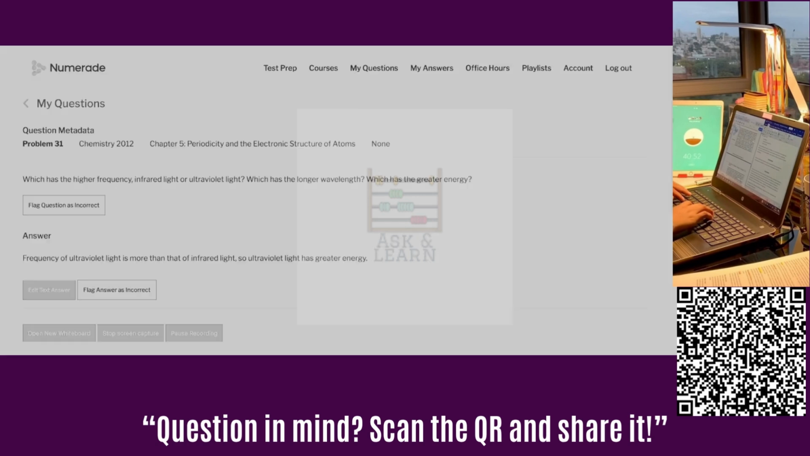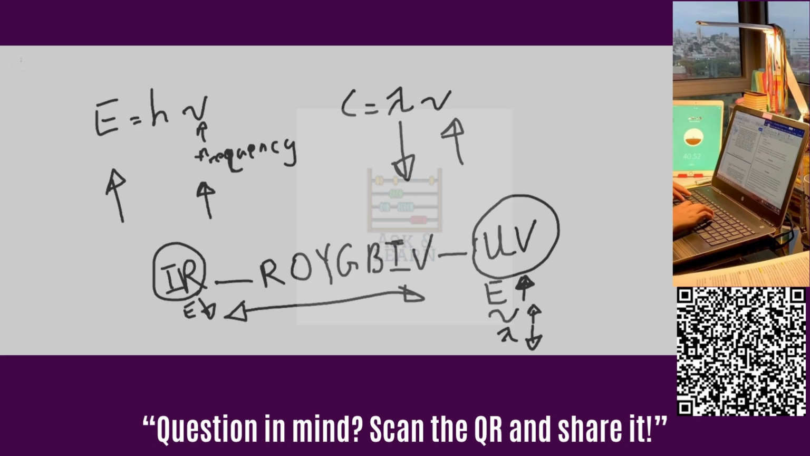So let's go back and take a look at our question. Which has a higher frequency? I'm just going to copy that one and type it in so that it's a little bit easier for me to write it down. Which one has a higher frequency? Higher frequency in this case is going to be UV. So UV equals higher frequency, right? Not infrared, right? Because UV is higher frequency.